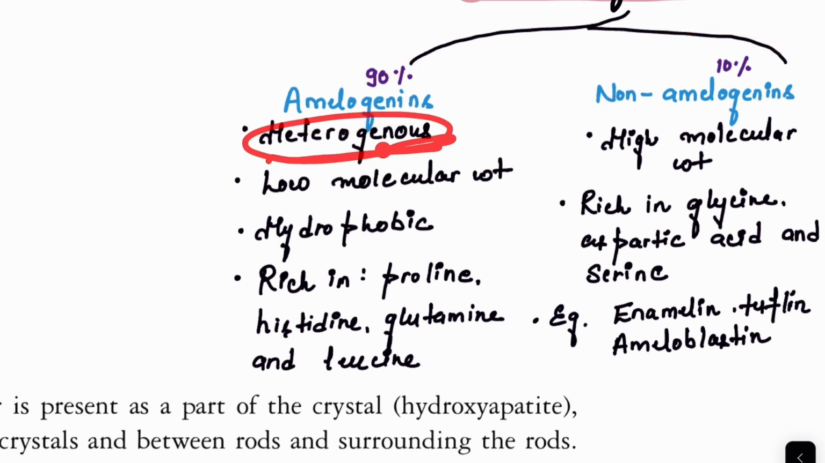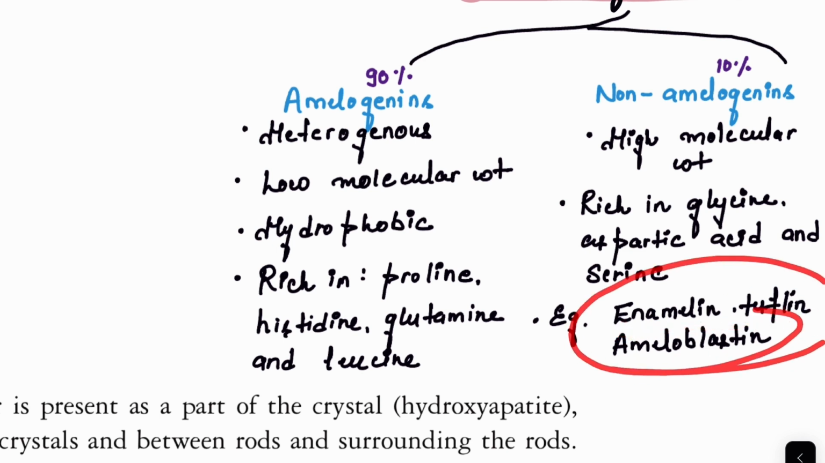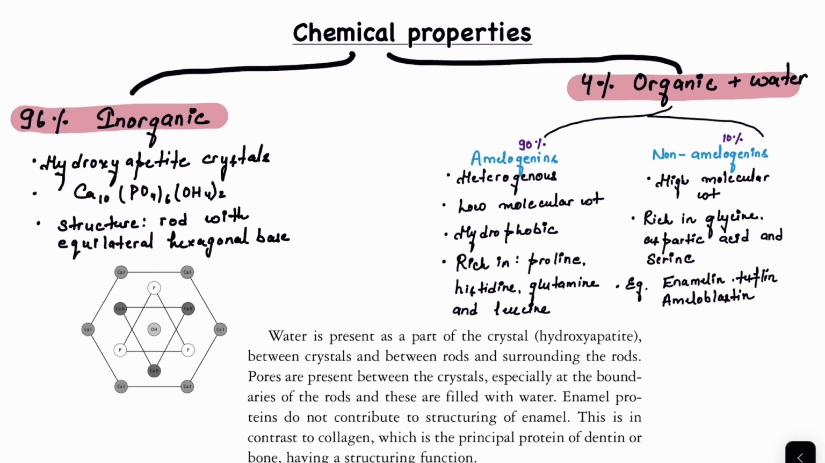Amelogenins are heterogeneous in nature. They are of low molecular weight, they are hydrophobic, and they are rich in proline, histidine, glutamine, and leucine. Whereas non-amelogenins are of high molecular weight, they are rich in glycine, aspartic acid, and serine. And the examples are enamelin, tuftelin, and ameloblastin. This can be asked in the viva, which is sometimes important.